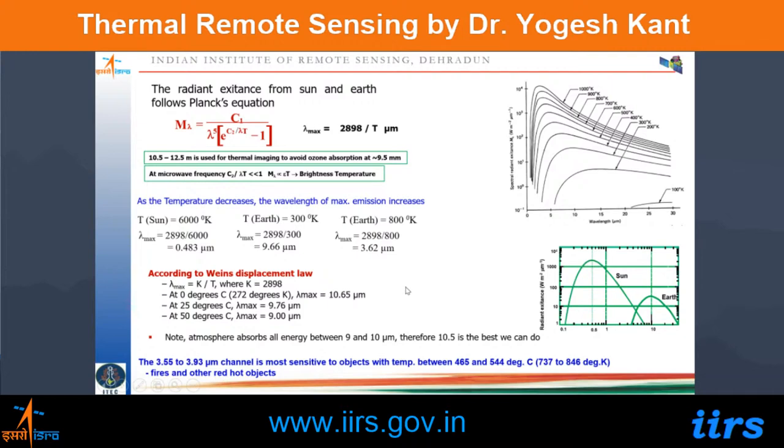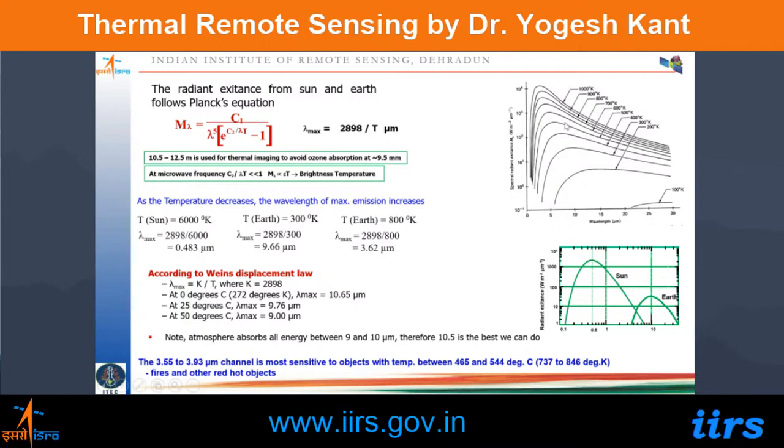So it is the first derivative of Planck's law. It means that if the energy is distributed, at what wavelength will the maximum energy occur? That is derived from Wien's displacement law. So lambda max, the wavelength at which the maximum energy will be emitted, is given by K by T, where K is 2898 and T is the temperature in Kelvin.